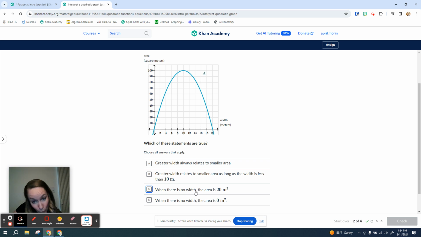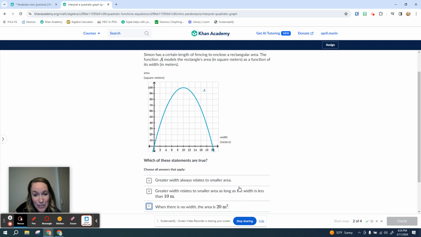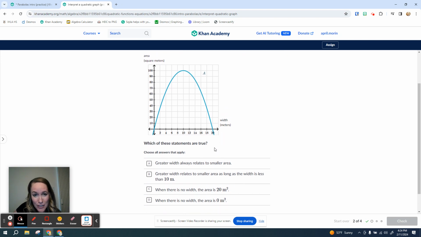When there is no width, zero width, the area is 20 square meters. Well, that's not really true either. Well, it's true according to, let's see, when there is no width. Oh, no width is here. When there's no width, the area is 20 square meters. No, that's not true, because when there's 20 width, the area is 0, theoretically, right? When there is no width, okay, that's this point right here, the area is 0 meters squared. Yes, that's the only one that I can see that is true.